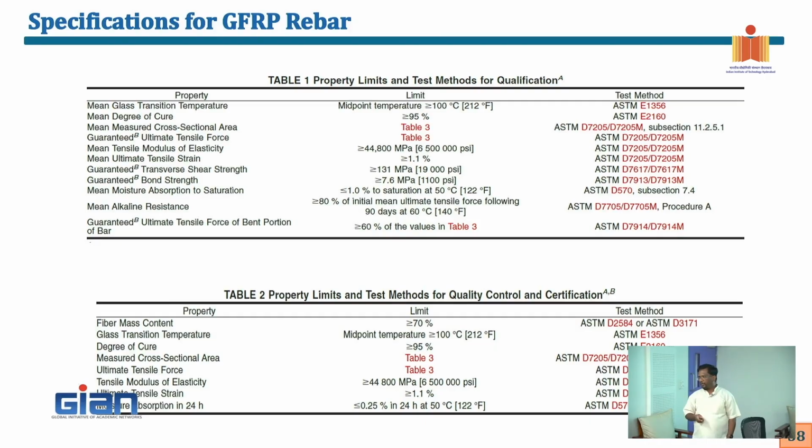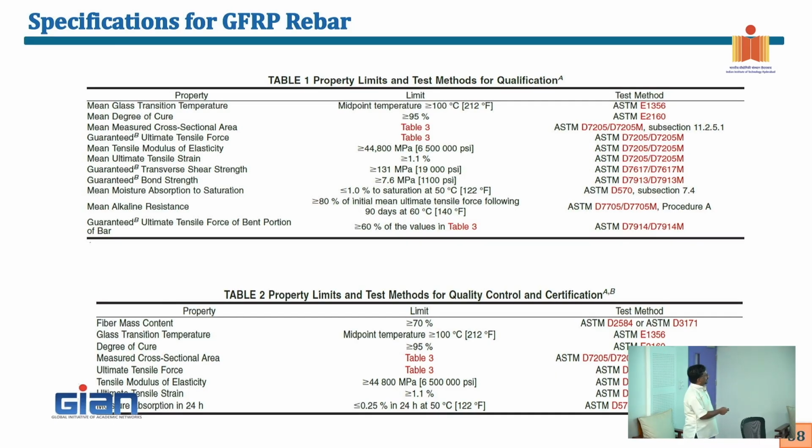Cost is of course very important, but you should have less than 0.25% at 24 hours at 50 degrees centigrade. But some of the results we are getting are more than 0.5%. Some of the bars, I'm not saying all of them, most of them are meeting the norms. The moment it is absorbing moisture, your long-term performance will be compromised. It is equivalent to corrosion, so we need to be very careful. This technology is very good. Mean moisture absorption to saturation should be less than 1%. This is for product qualification, and this is for quality control and certification.